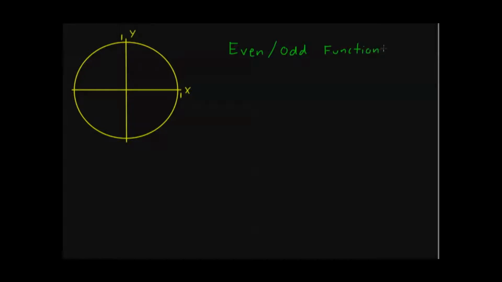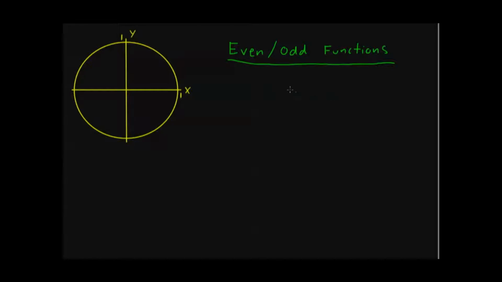Now the first thing I want to note before we get into this: not all functions are even or odd. This is a very important thing to note. All whole numbers are even or odd, but not all numbers are. 1.5 is not an even or an odd number. So not all functions are going to fall into one of these two categories, but we want to talk about what a function looks like if it does fall into one of those categories.